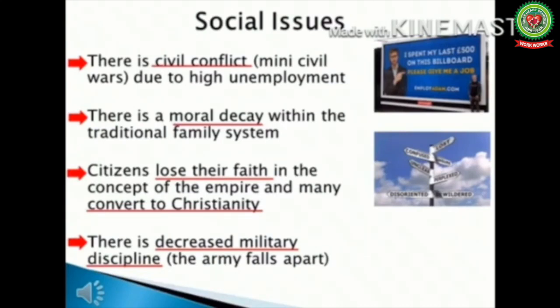By the word moral decay, we mean the decline in the quality of life, which leads to the disintegration of society. Number 3, citizens lost their faith in the concept of empire and also converted to Christianity. Number 4, there was decreased military discipline.